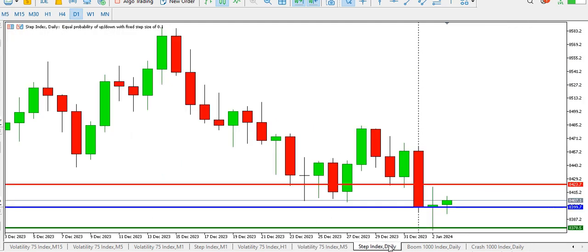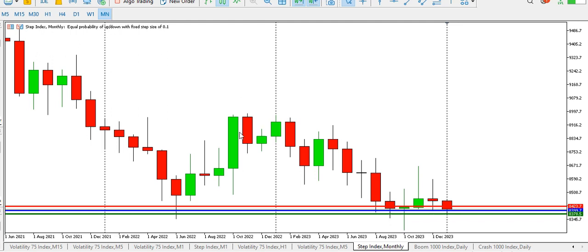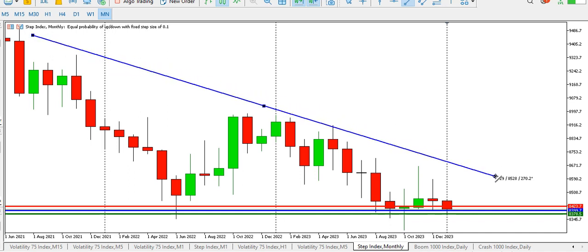Let's take a look at step index on the monthly time frame. Monthly time frame shows a bearish structure for step index. We have a bearish structure in place on the monthly time frame for step index as price continues to range at the bottom of the chart, which is at the support level.